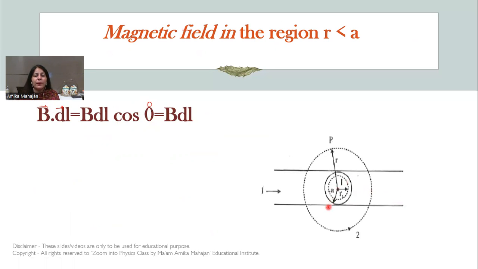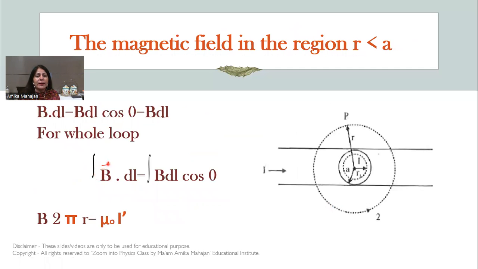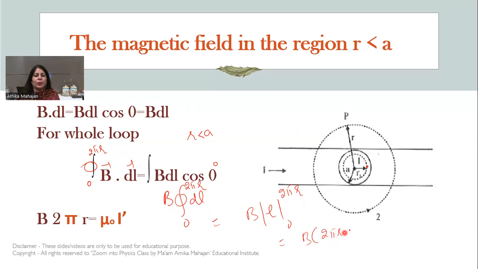So if I take B dot dl, it will be B dl cos 0 degree equal to B dl. If I have to consider the whole loop, then I have to integrate. So B dot dl over the closed loop. Now what will be the limits again? 0 to 2 pi r, but r is less than a because this point P is lying inside the wire, less than radius a. So B dl cos 0 degree, and again B is constant, integration of 1 with respect to L will be L. By putting limits, first upper limit 2 pi r, then lower limit 0, I get B into 2 pi r on the left hand side, same as in the previous case.